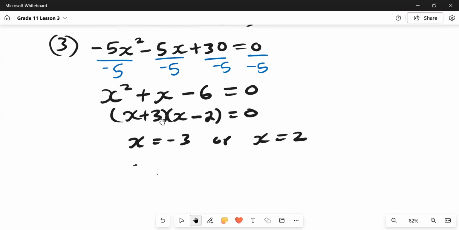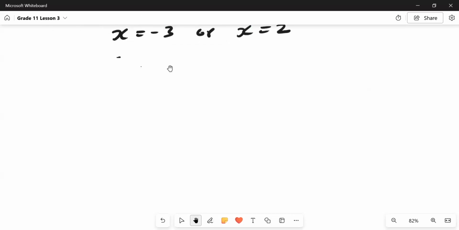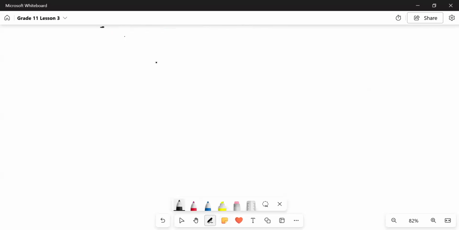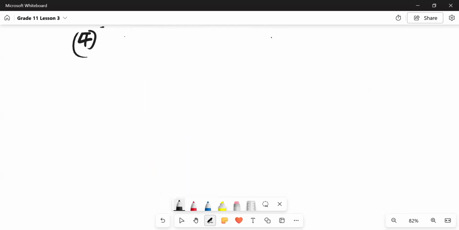Okay, wait. This is our example 3, so we move to example 4. Sorry, example 4. For example 4, we are given x squared minus 9 equals to negative 18.